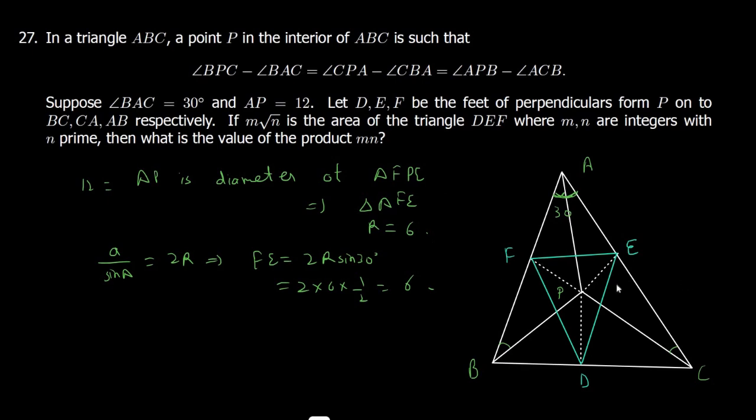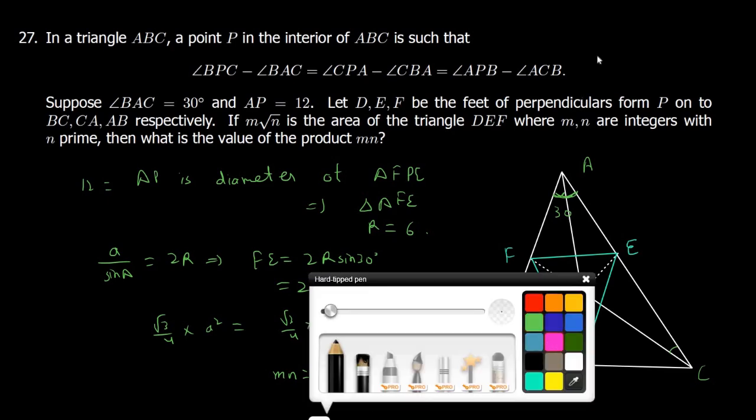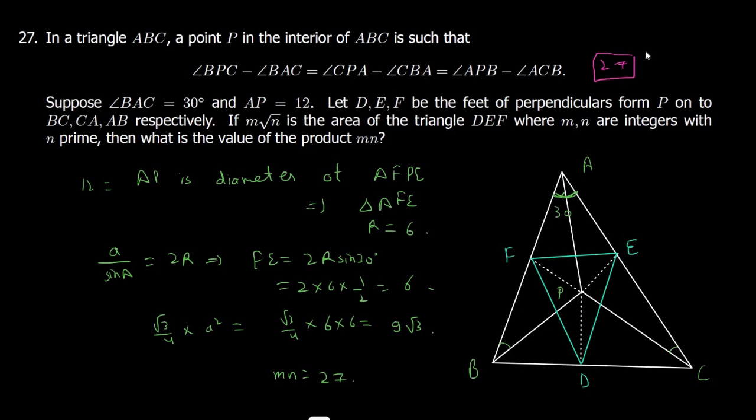And if we know the side of an equilateral triangle, we can find the area using root 3 by 4 into a square, side square basically, so I can write root 3 by 4 into EF square. So this will turn out to be root 3 by 4 into 6 into 6, which is 9 root 3 square units. And if you compare, M is 9, N is 3. So your product M into N will be 27. So the answer for this question is 27. Nice question of geometry.